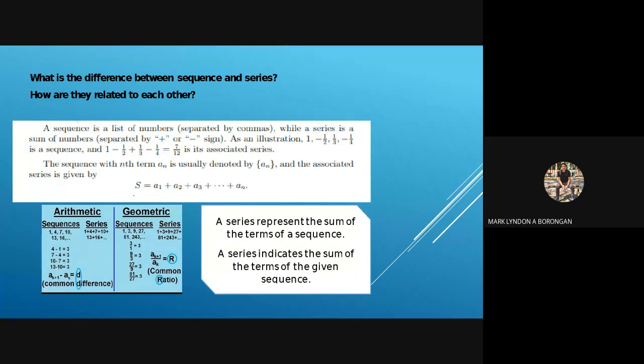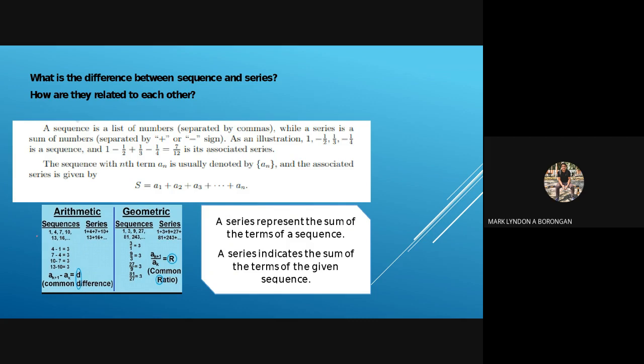And then for sequences and series, there are two types. They could be arithmetic and geometric. If the sequence or series is arithmetic, it has a common difference. And if it is geometric, it has a common ratio. Okay? So what is a common difference?